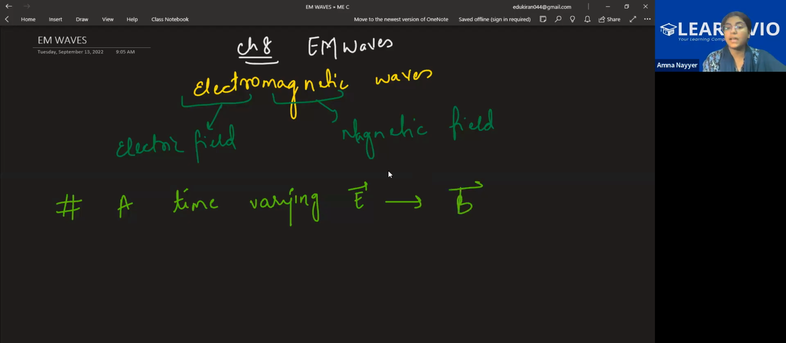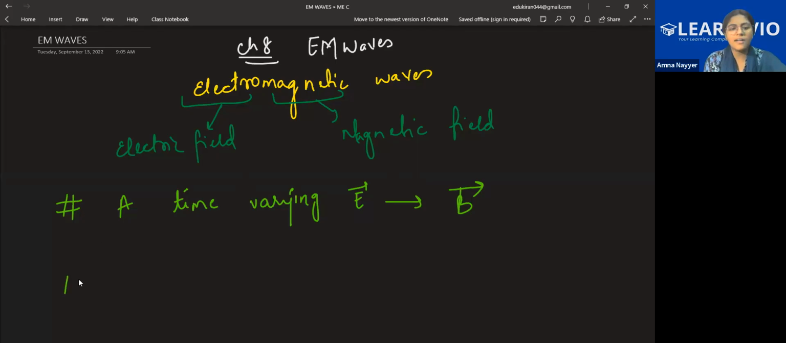Okay, it produces magnetic field. It means we are not talking about a constant electric field. At time equal to 0, you have 5 newton per coulomb of electric field. At time equal to 10 seconds, you have 20 newton per coulomb of electric field. That is a relation between these. But this is not the only criterion.